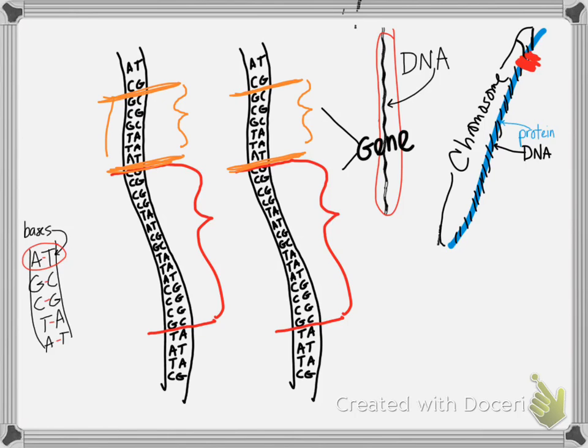Okay. So I want to talk now about, how many of you watched a crime show? I've asked this before. CSI or Law and Order, any of those. And they always are looking for what at the crime scene? DNA. They're looking for DNA evidence.